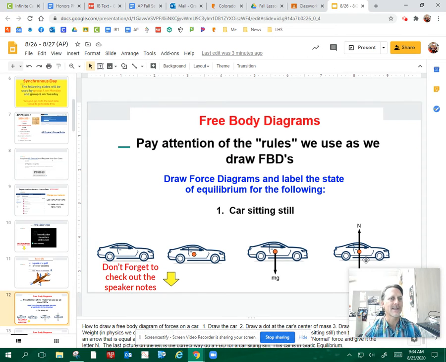But one of the things to notice is that when the car is in a state of static equilibrium, which it is when it's sitting still, the arrows need to be the same size and in equal and opposite directions. It's kind of like a tug of war, and it makes it so the car is sitting still. That's the static part, and it's not accelerating. That's the equilibrium part. Okay, so there's a nice drawing for our car sitting still.